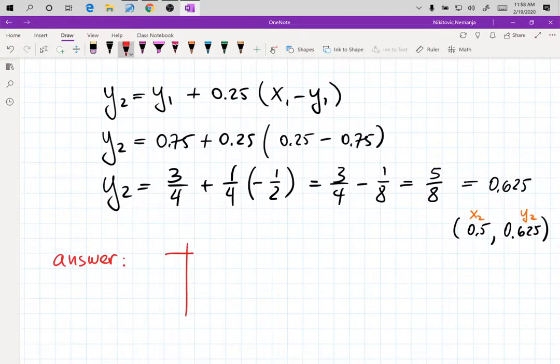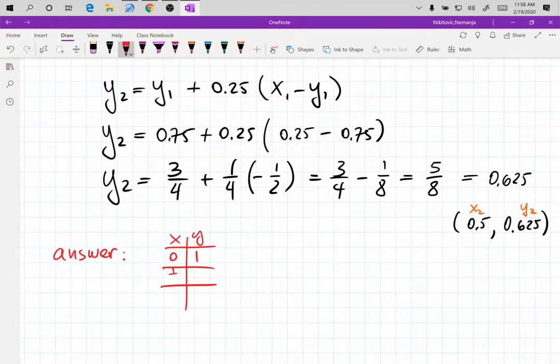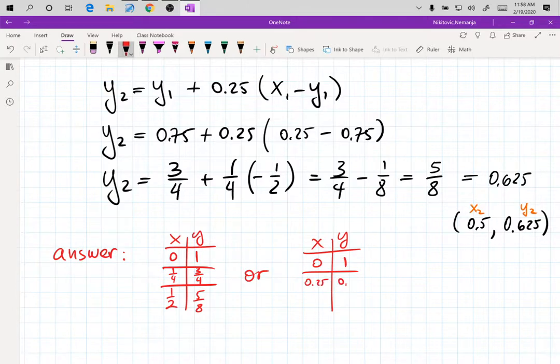you can draw the table if you want, x, y, and just plug them all in. 0, 1. 1/4 and 3/4, and 1/2 and 5/8, or if you like decimals, 0, 1, 0.25, 0.75, and 0.5, 0.625. The entire table.